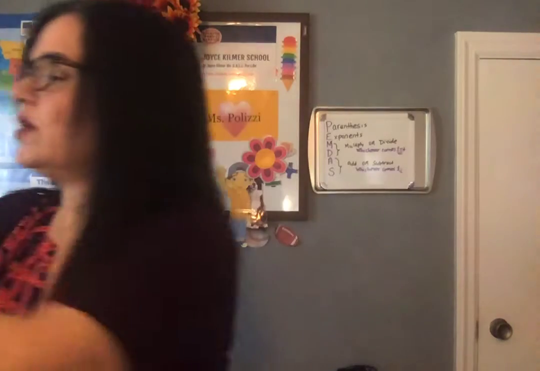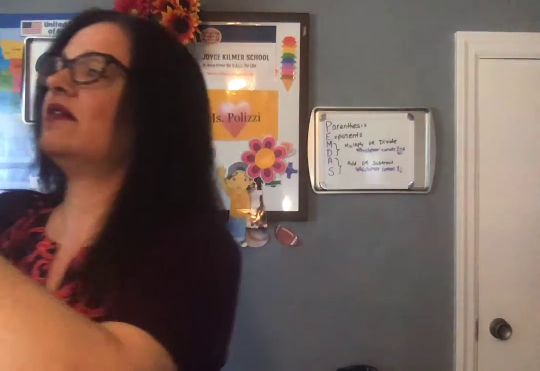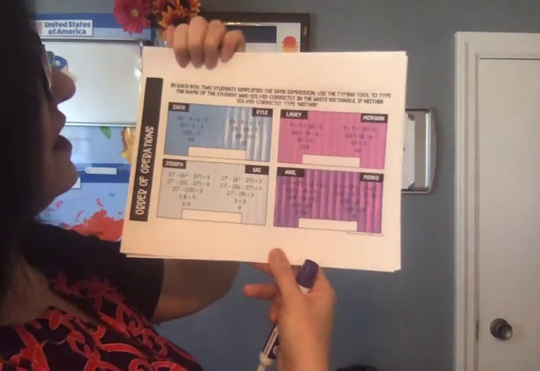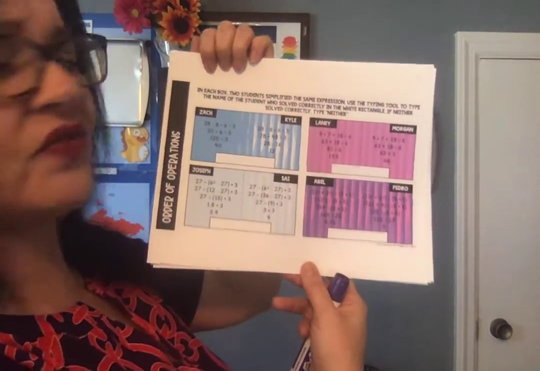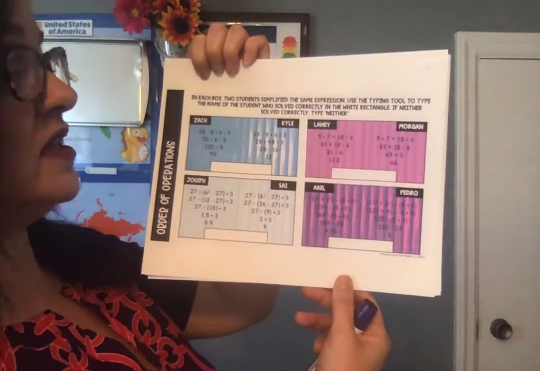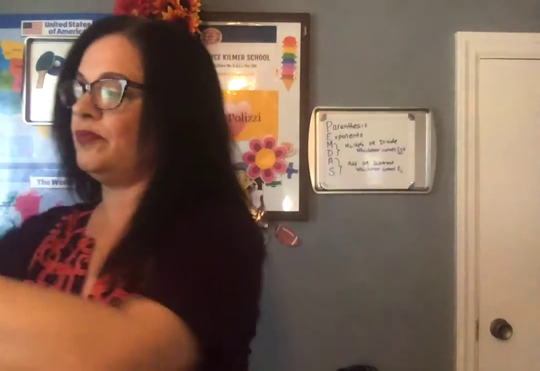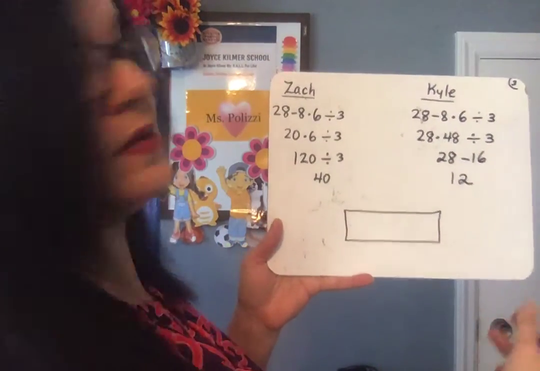All right, let's look at page number 3, which looks like this. We have 4 different boxes, and in each box, each student is simplifying the same expression. We have to figure out which one simplifies the expression correctly using the order of operations, okay? So let's look at a sample problem. Here we have Zach and we have Kyle, and you see that they are both solving the same expression.